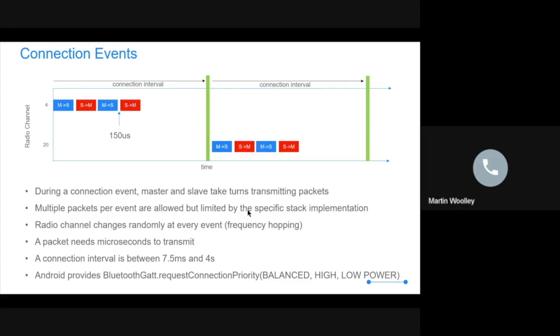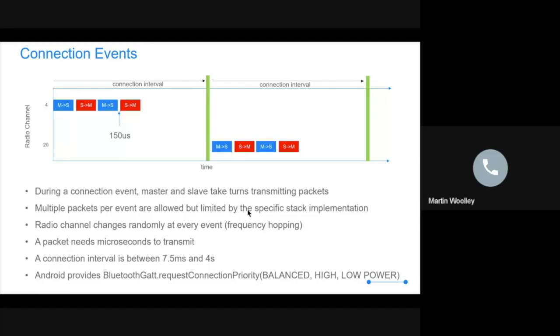When a connection event happens, and it relates to a specific connection, that's the opportunity for the first device to transmit. One device will take on the role we call the master, and it's kind of in charge and it drives communication. The other device is the slave. Every time a connection event occurs, every connection interval, milliseconds or seconds, the master can transmit a packet.